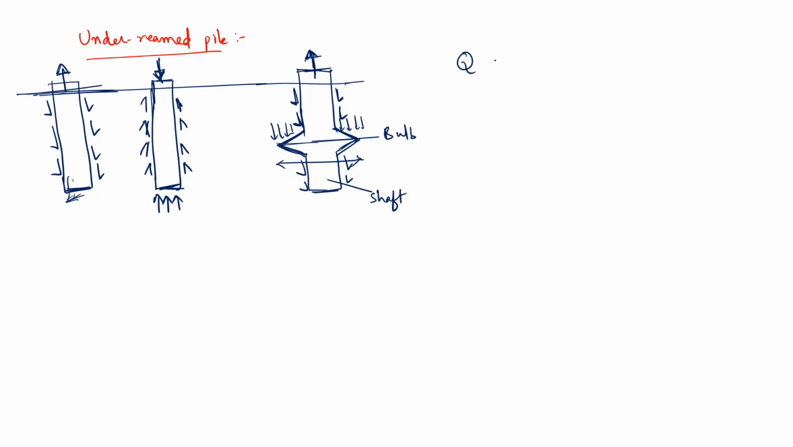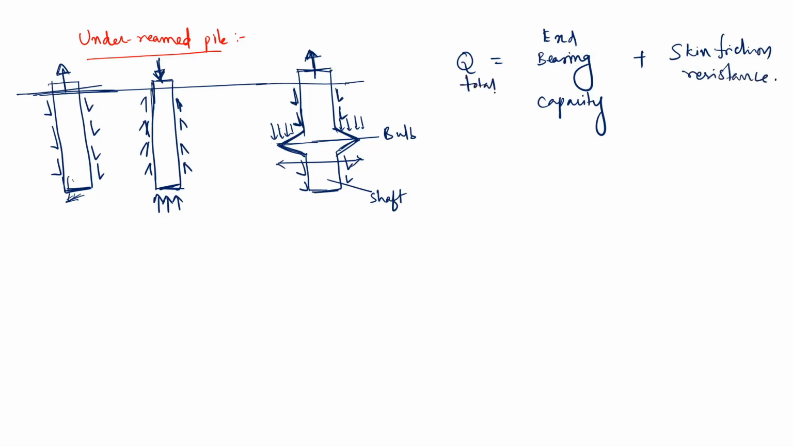Now to go for the capacity calculations, first you can have end bearing capacity plus skin friction resistance. So total capacity will come from end bearing capacity and skin friction resistance. In the normal piles, suppose this is compression. So in the uplift, what will happen?